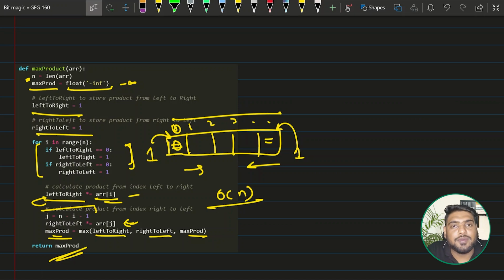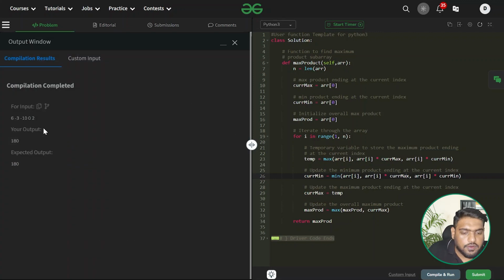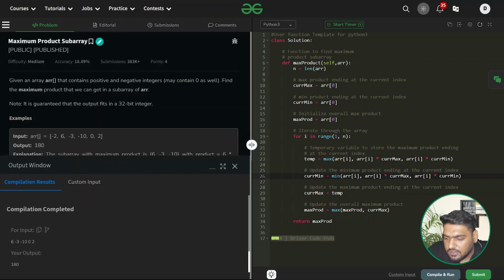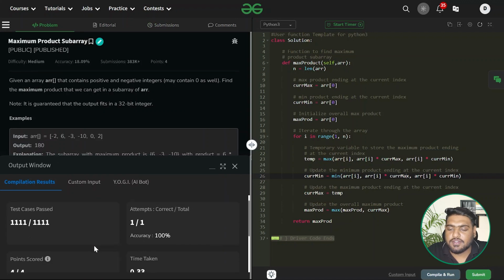Let's try to run this code as well. All right, so we have the same code here. Let's try to run that. Okay, so you can see for this particular sample test case, we are getting the expected output, right? Let's try to test it against all of the test cases. All right, so you can see it has passed all of the test cases here.